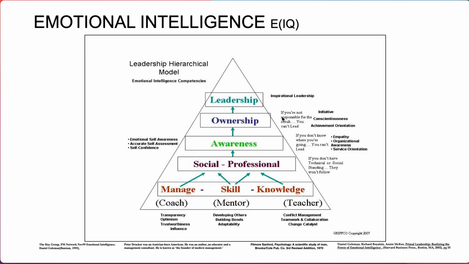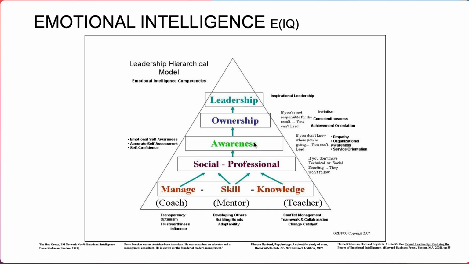Here's how I read this. If you're going to coach, you need to have some transparency, optimism, trustworthiness, and influence. If you're going to mentor somebody, you need to develop others by building blocks and be adaptable. If you're teaching, you need to understand conflict management, teamwork and collaboration, and change catalyst. Now, this all goes into managing skill and knowledge. So if you don't have technical or social standing, they're not going to follow you.